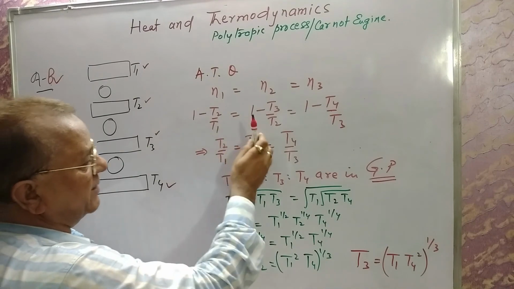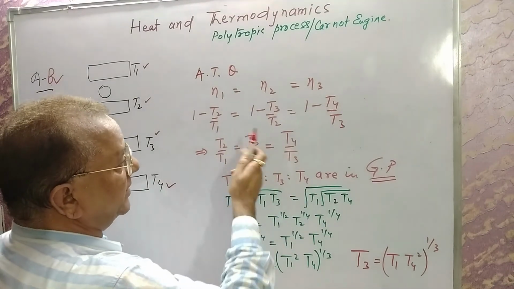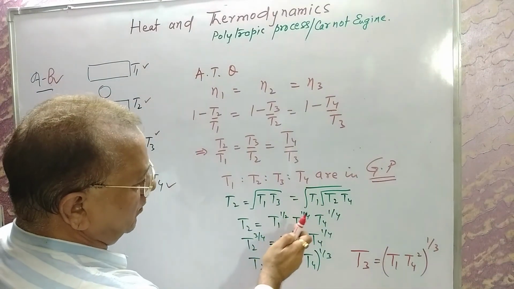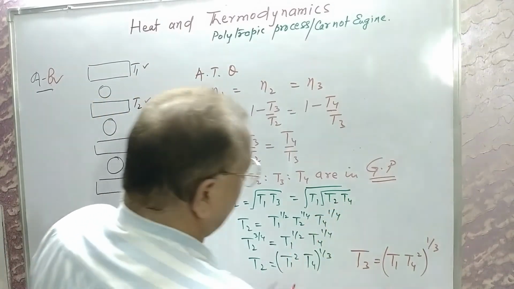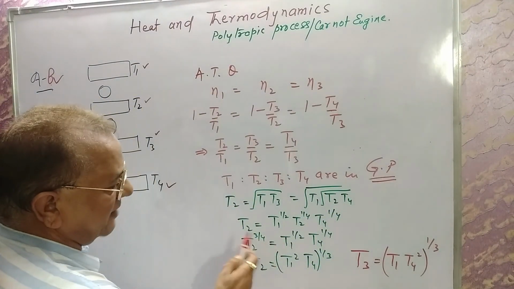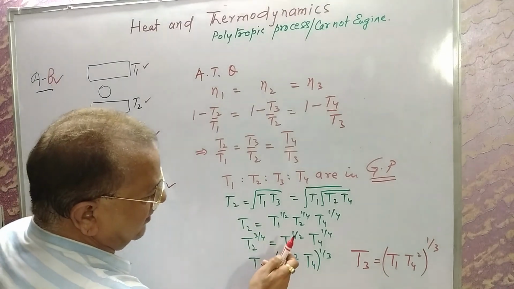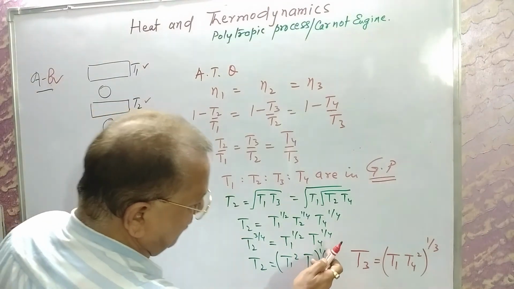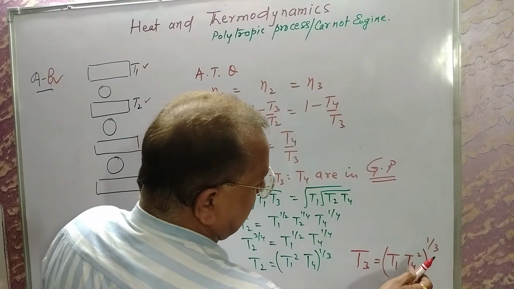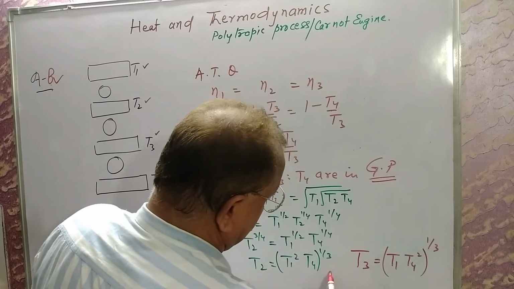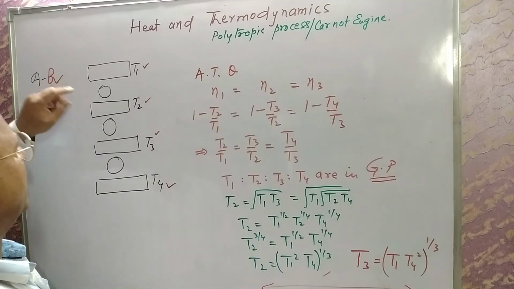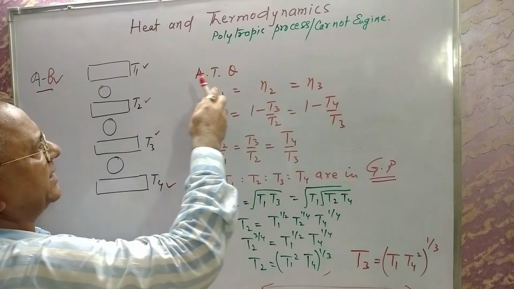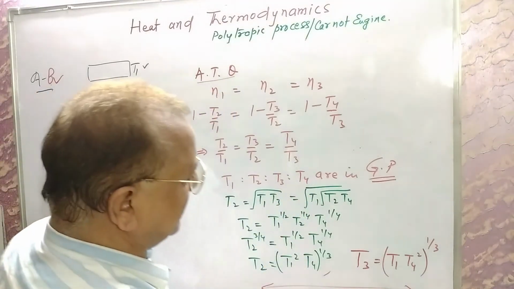T2 square is equal to T1 T3. T3 itself is the square root of T2 T4, which gives you T1 under root, T2 to the 1 by 4 and T4 to the 1 by 4. After slight rearrangement, T2 to the 3 by 4 is equal to T1 to the half, T4 to the 1 by 4. T2 is the cube root of T1 square T4, and T3 is the cube root of T1 T4 square. In such questions, don't worry about how many engines there are. Apply the requisite condition. He gives you the condition, apply the condition, you will get the results.